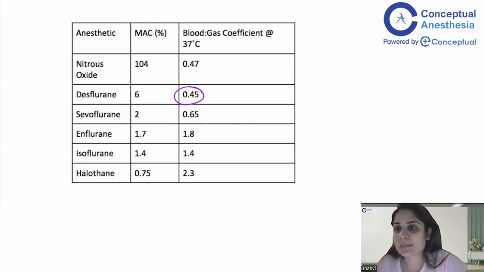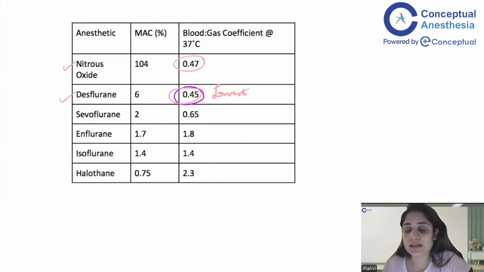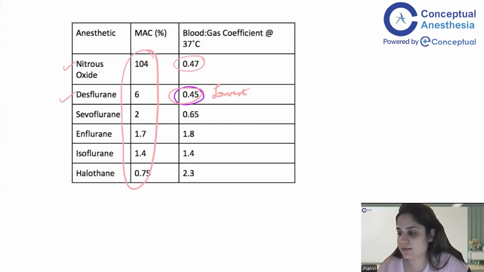Now, this is a table which gives you the MAC of all the anesthetic agents and the blood gas partition coefficient of each of them. If you look at nitrous oxide, the blood gas partition coefficient, as I told you, is 0.47. Desflurane is 0.45. This is the lowest blood gas partition coefficient that we have. And if you look at halothane, it has a very high blood gas partition coefficient, so it is slow to act and slower in offset of action too. This also gives you the MAC of all the agents that we have already discussed.